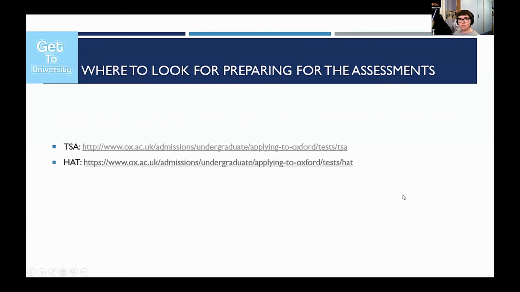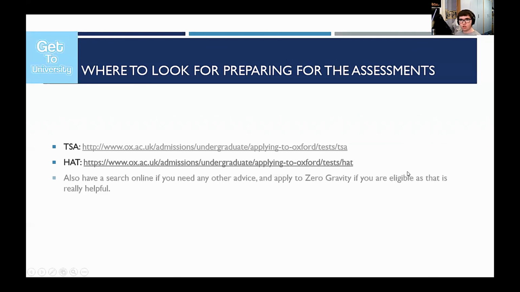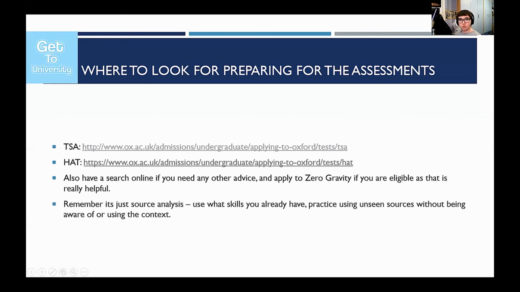Everything I've just told you about, apart from some of the verbal stuff from my experience of the HAT, is all on there. So if you forget anything or want to check anything, it's all on there. Have a search online if you need any other advice. Zero gravity, if you're from a state school and you're eligible, you fulfill the criteria. Source analysis, so use what skills you already have.